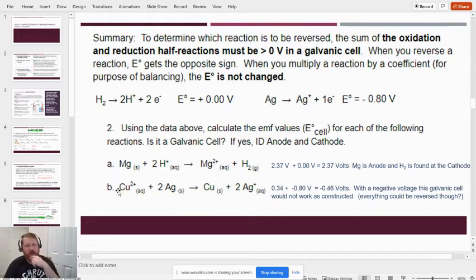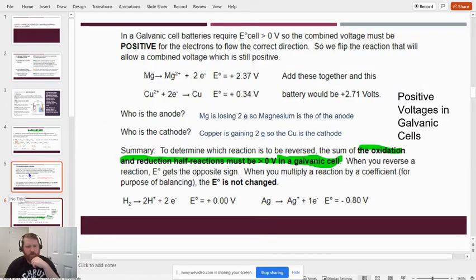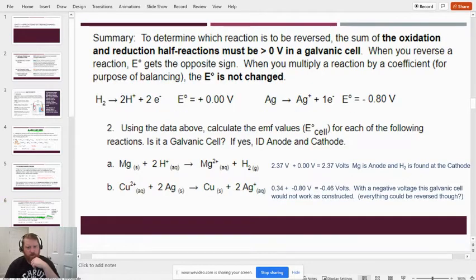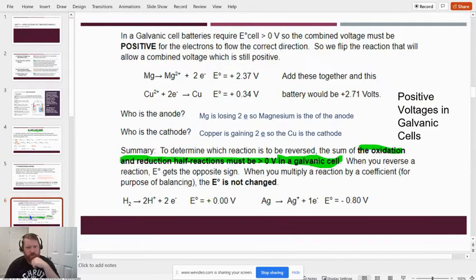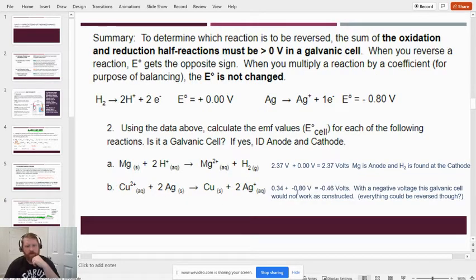Whereas the second reaction, copper becoming copper plus 2 is negative 0.34. Uh-oh. Copper plus 2 becoming copper is positive 0.34. Okay, I have it right. That's positive 0.34. And then silver becoming silver plus 1 is up here. It's negative 0.8. I add those together, that's negative 0.46 volts. With a negative voltage, this galvanic cell would not work as constructed.